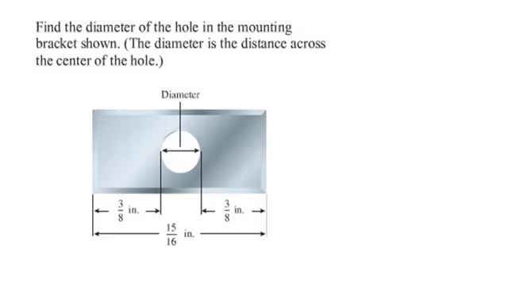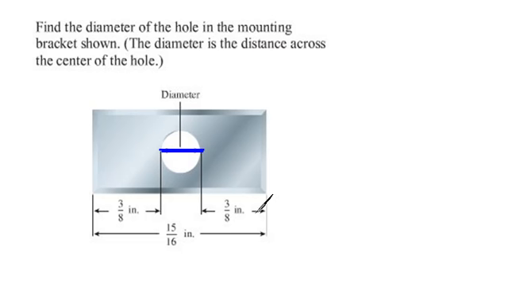Now, let's try another one, another last problem here. So here we have: find the diameter of the hole in the mounting bracket shown. It says the diameter is the distance across the center of the hole. So if we want the diameter, we want this distance right here.